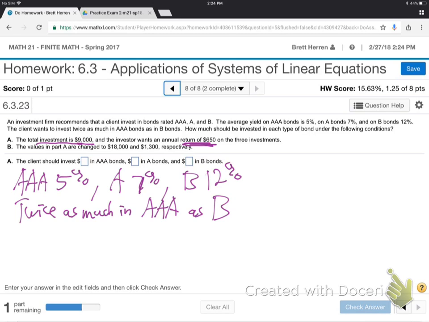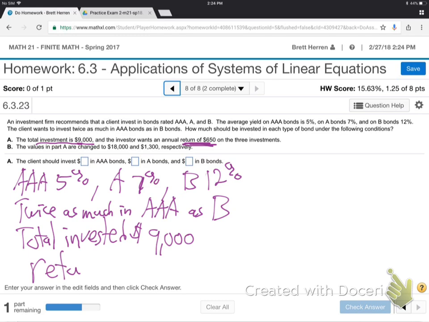And then what does it say? Total invested is, was that 9,000? And return is, was that 650? 650, yeah. So there's the crucial facts. See if you can turn those facts into 3 equations or a big old matrix, and then solve your matrix. The answer should be 4,000, 3,000, 2,000. See if you can get that.